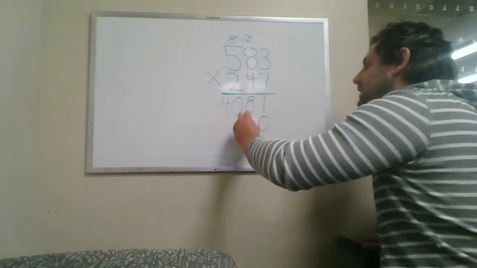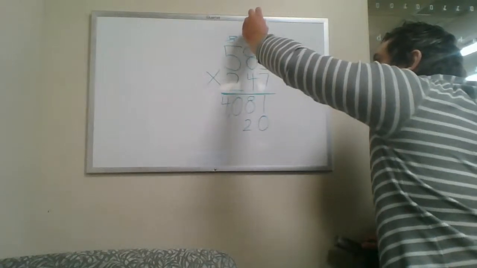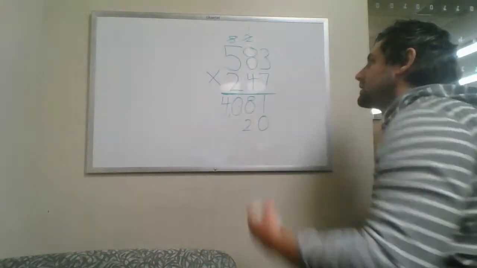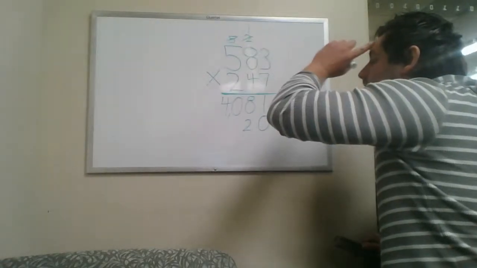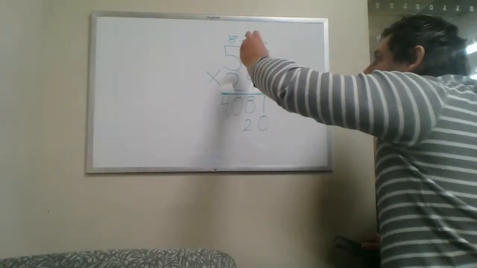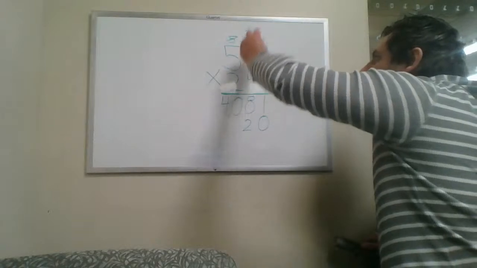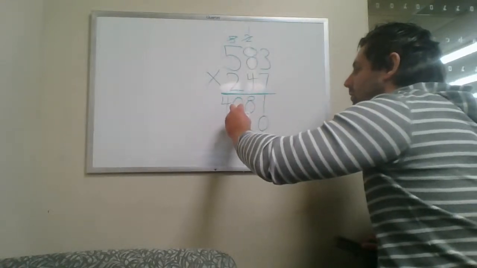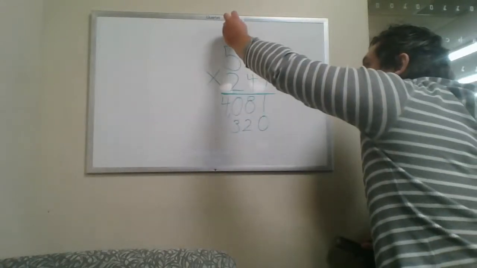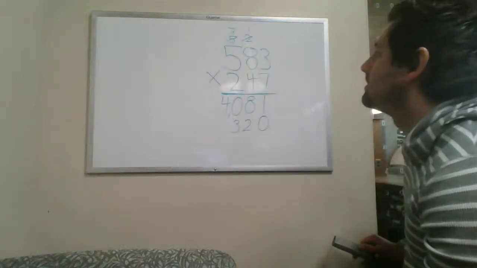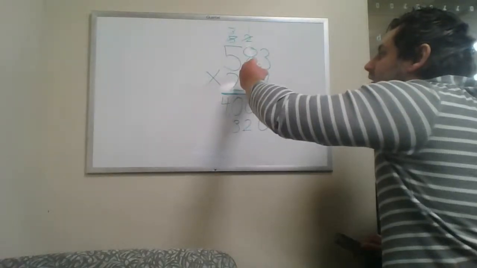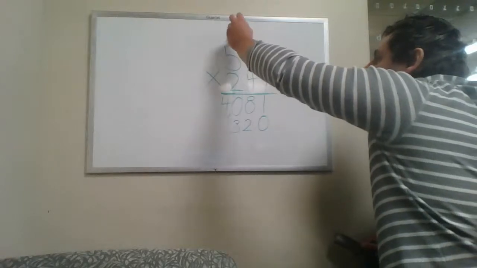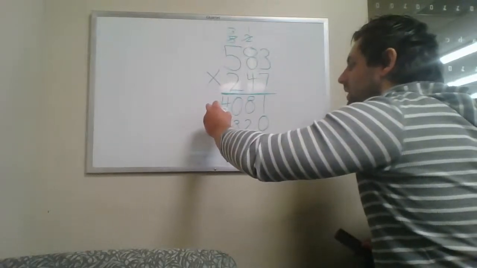All right, 3 times 4 equals 12. The 2 in 12 goes in the tens place. The 1 in 12 gets carried over to the hundreds place. Eight times 4 equals 32, plus 1 equals 33. 3, carry the 3. 5 times 4 equals 20. 20 plus 3 equals 23.